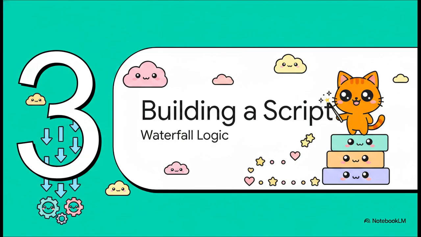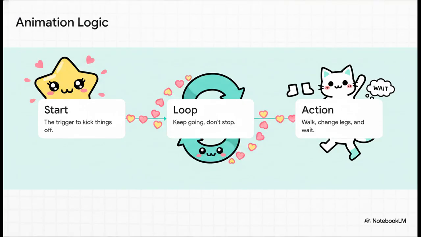Let's put it together in Section 3, Building a Walking Script. To create a continuous animation, like making a character walk, we need a foundational 3-step logic. Step 1 is the start. We need that trigger to kick things off. Step 2 is the loop. We have to tell the computer to keep doing the action so it doesn't just run once and completely stop. And Step 3 is the action itself. The specific commands to move forward, swap the artwork so the legs look like they're moving, and wait a tiny fraction of a second so it looks natural.